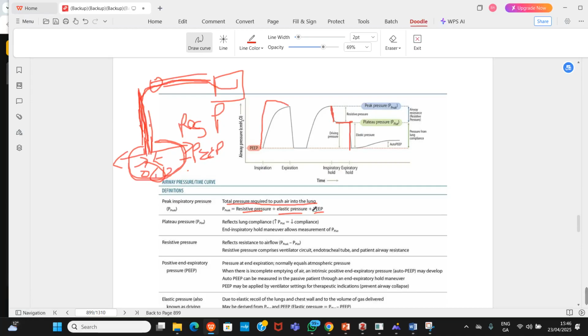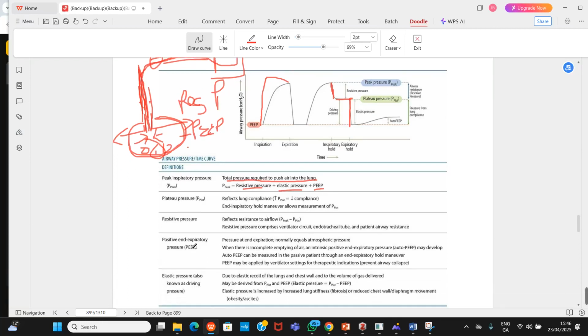Okay. That is it. So the sum of the three, resistive pressure, elastic pressure, and the PEEP, is called the peak inspiratory pressure. That is the total pressure required to push air into the lung. So if the question asks what is the total pressure used to push air into the lung, you pick the peak inspiratory pressure, PIP, which is the sum of what? Resistive, elastic, and your PEEP. As simple as that.